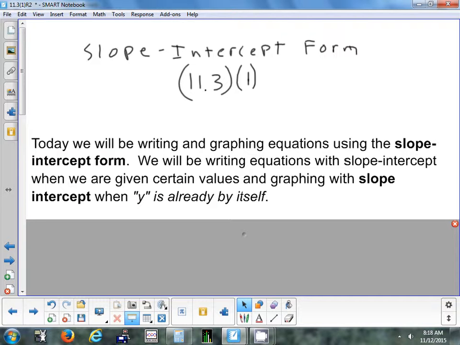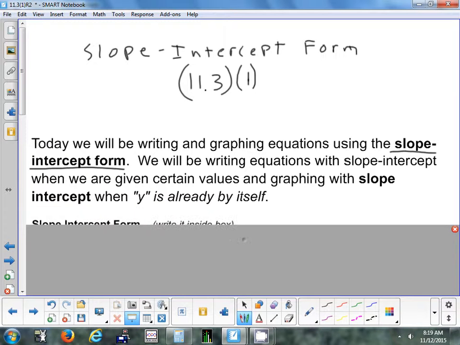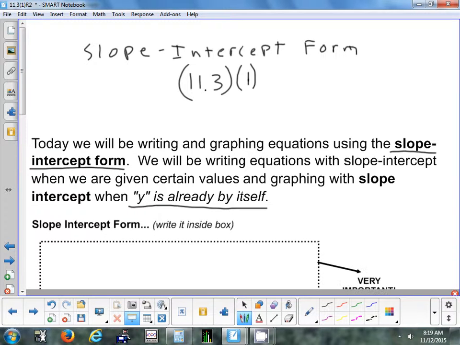We're going to try writing and graphing equations, and the way we're going to do it is slope-intercept form. Slope-intercept form isn't the only way to do it, but it is probably one of the easiest ways if you have to graph. The key is y has to be by itself. Back in section 10, I think 10.5, we talked about how to get y by itself, but if you don't remember, we'll talk about that again today.